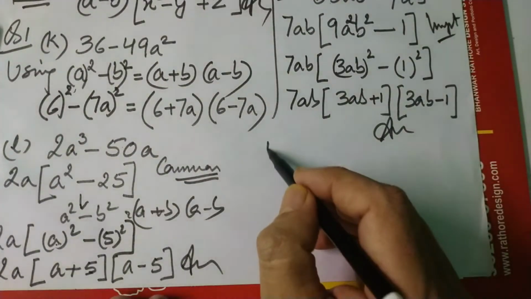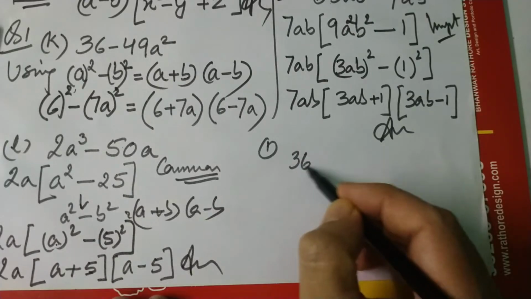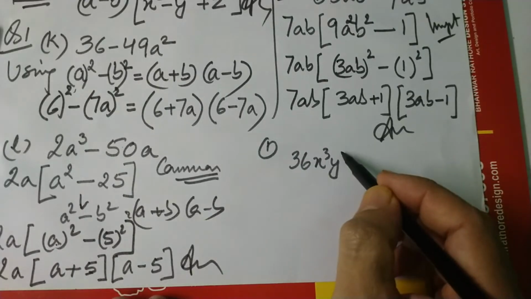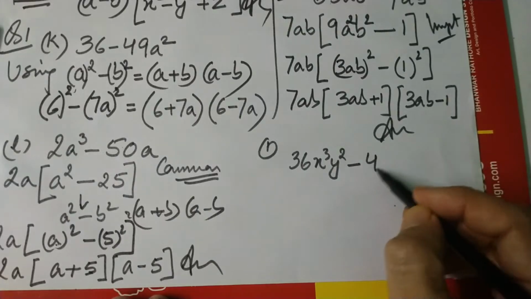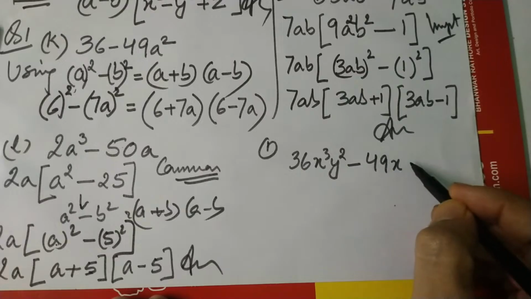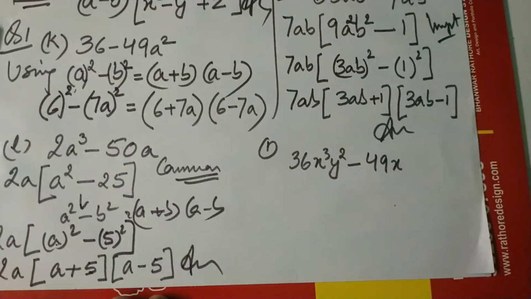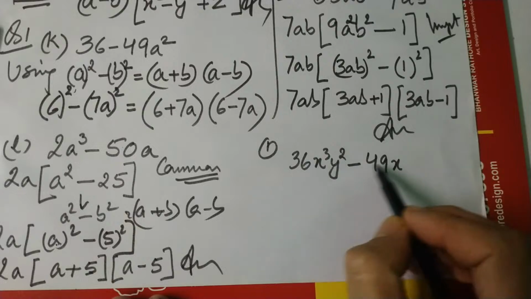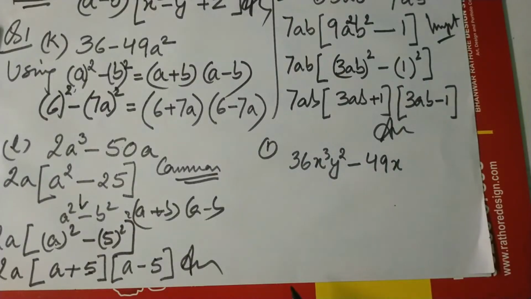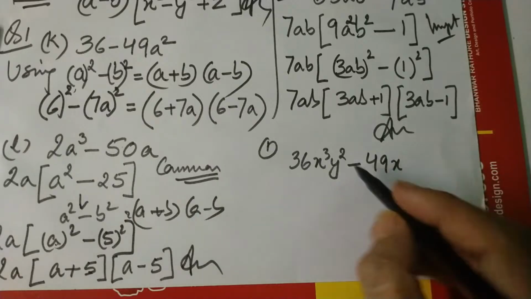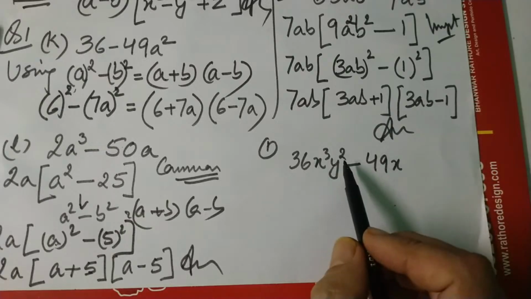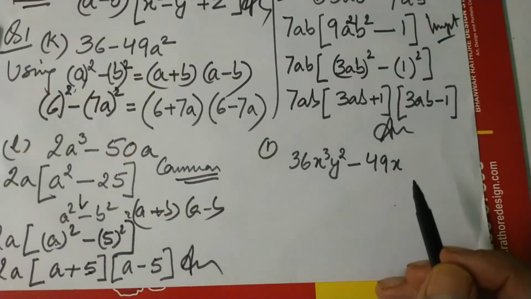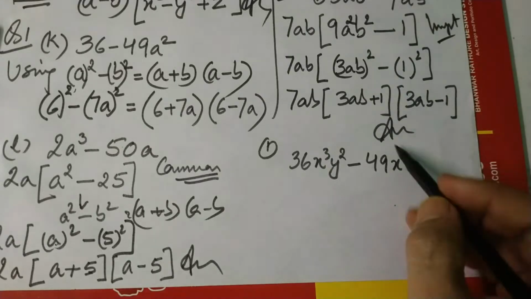So you can try question 1 as 36x cube y square minus 49x. 36 and 49, 6 and 7. Common, you have to take common in this. When you take common, then something will be written and x square.